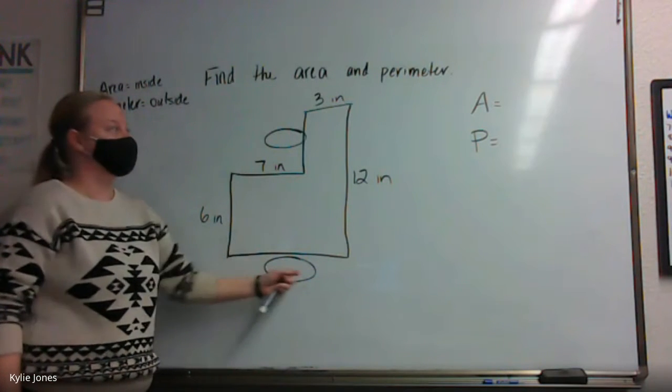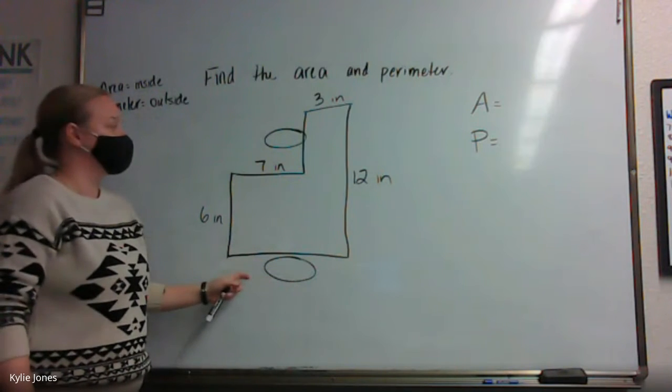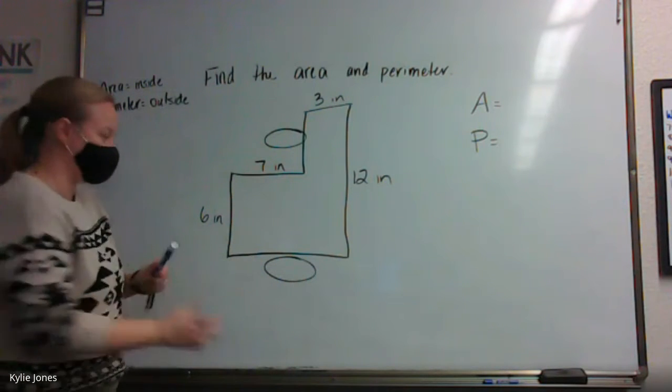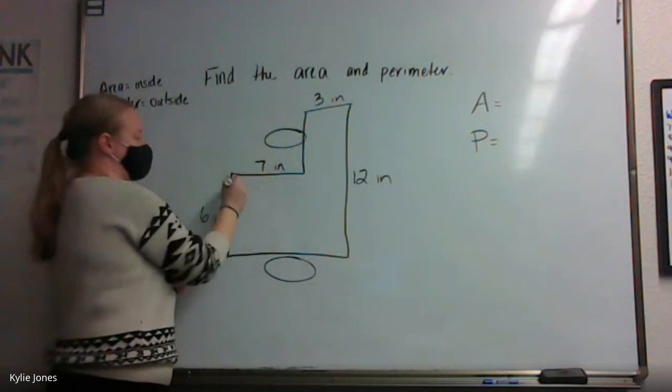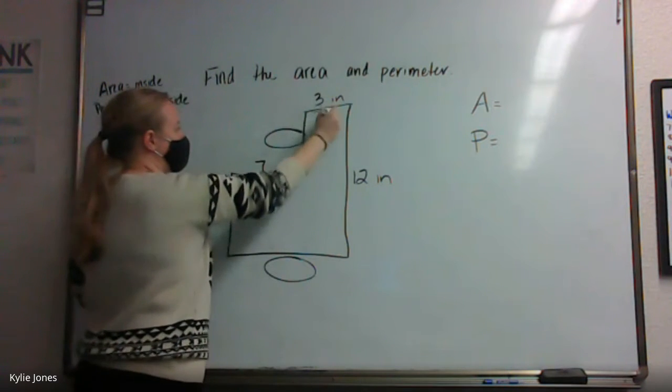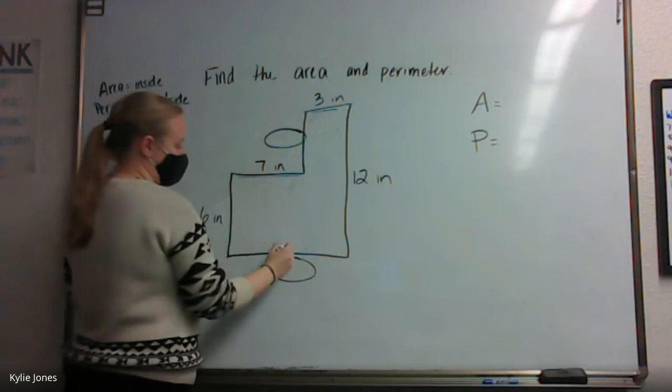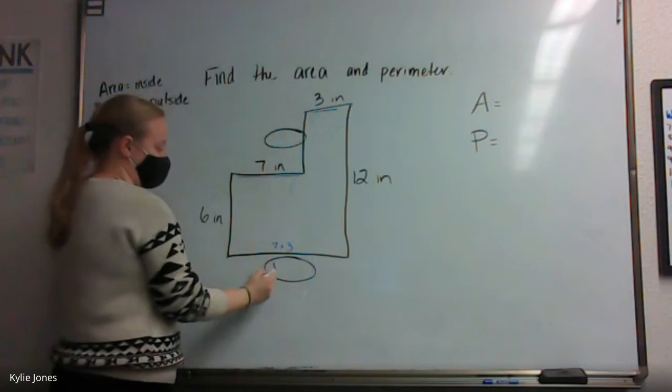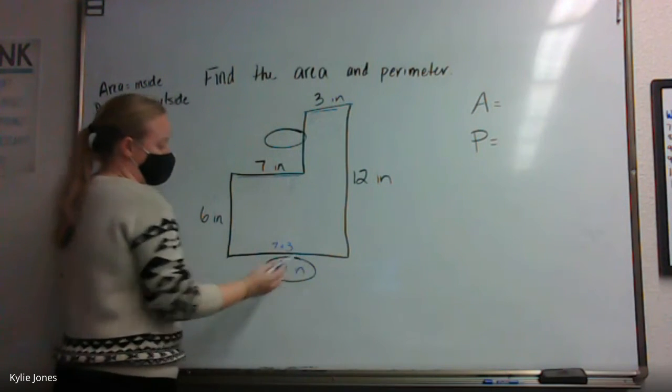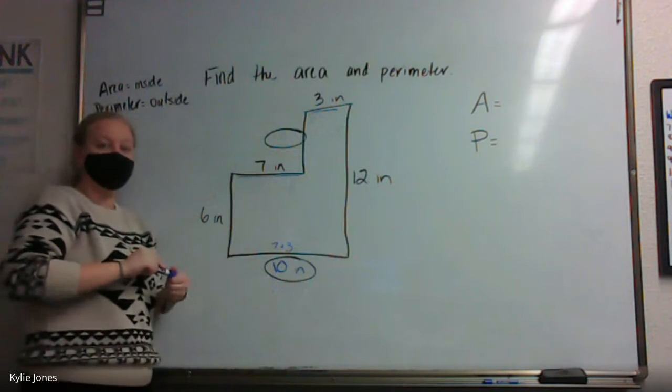Any ideas? 7 plus 3, yeah. Good. Take the distances across from it. We're going to take 7 plus 3. What is 7 plus 3? 10. So down here is 10 inches. Good. So we have that one.